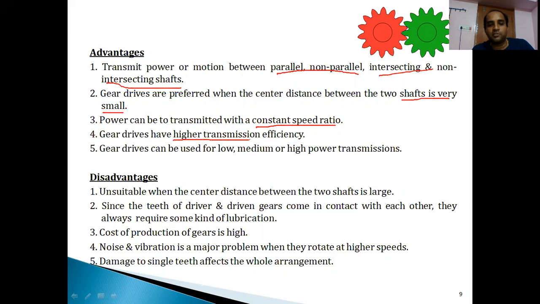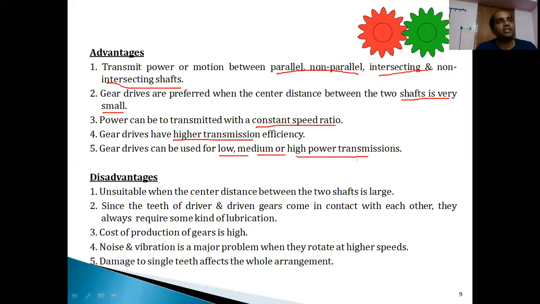The efficiency of transmission is very high when compared to the belt drives, because here there is no development of the slip or the creep factor. That is the reason that there is high transmission efficiency. And these gear drives you can use for any kind of power transmission. You can use them for low power transmission, medium power transmission, or even high power transmission also.